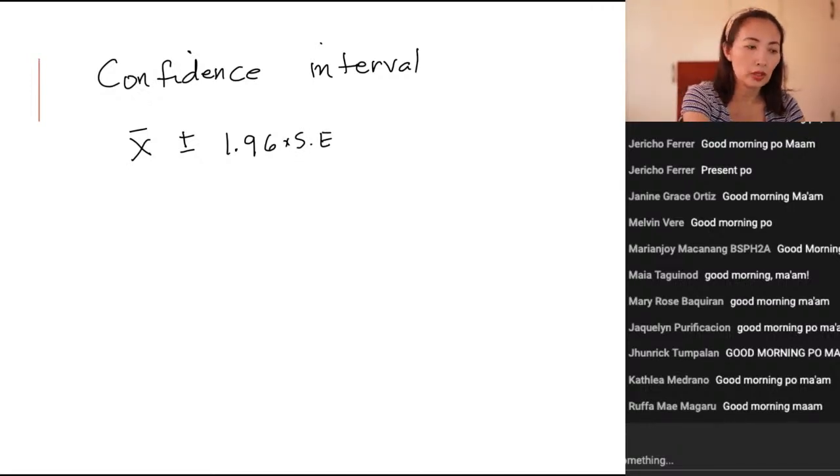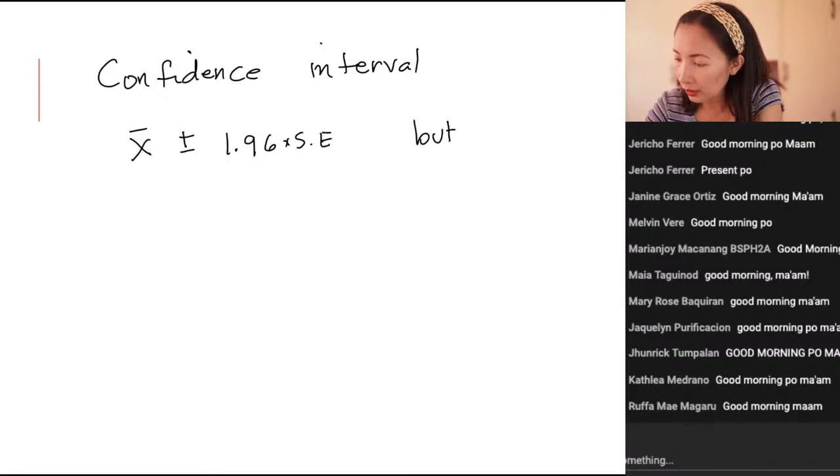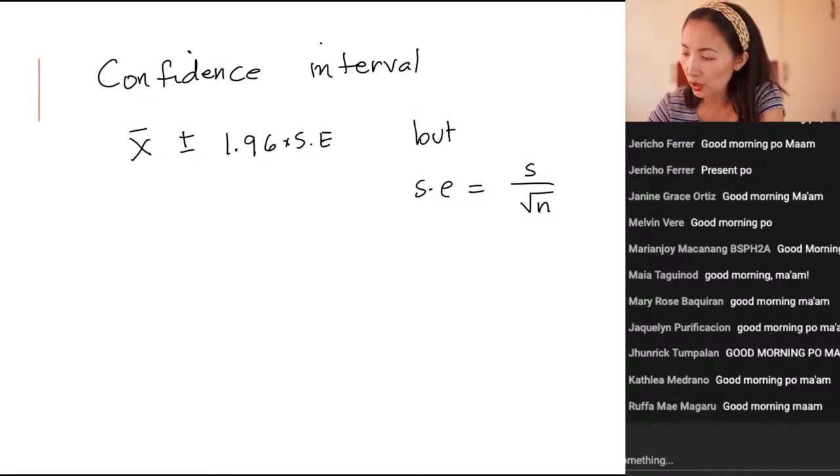So that's 1.96 plus minus your SE. The standard error is equal to S over the square root of n for a sample. But for a population, if the population standard deviation is given, the standard error is sigma over the square root of n.